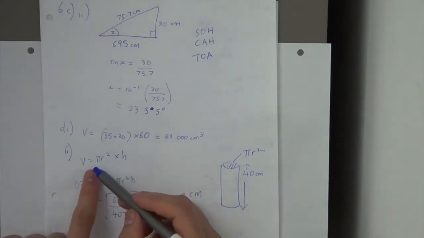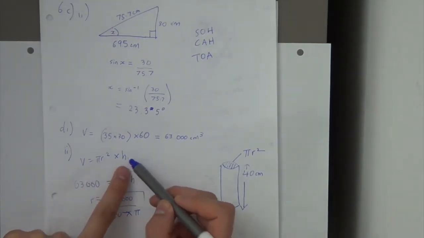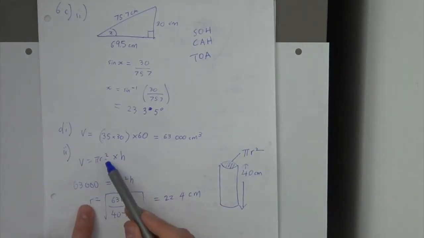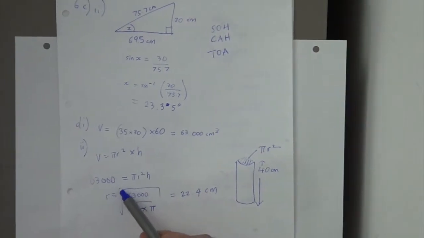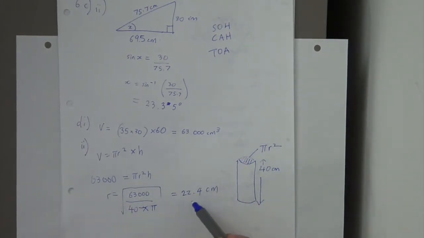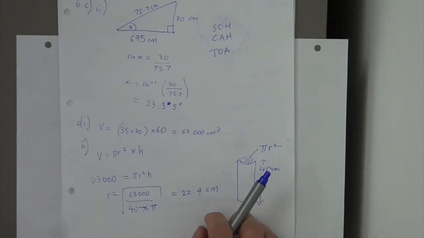So basically, what have I done? The volume is going to be pi r squared times h. I know h in the question, it's 40, so I'm going to basically solve for r. So see what have I done here? Basically, 63,000 was the volume, divide by pi, divided by h, which was 40 here, and then square root that, and it gives me 22.4 centimeters. Okay?